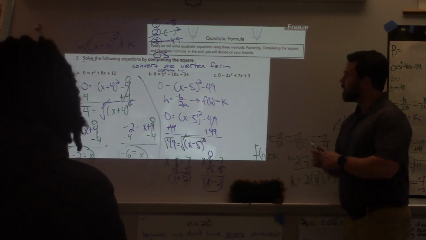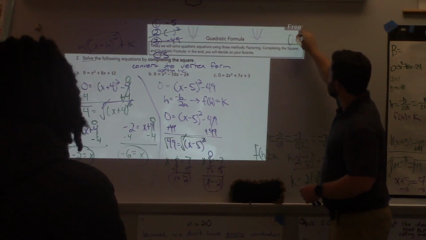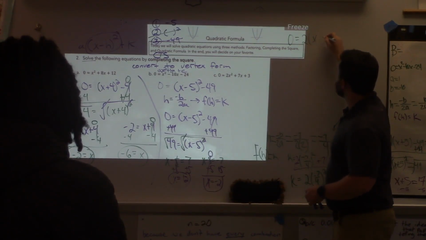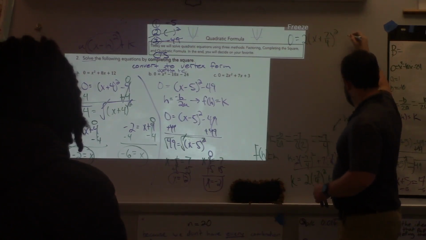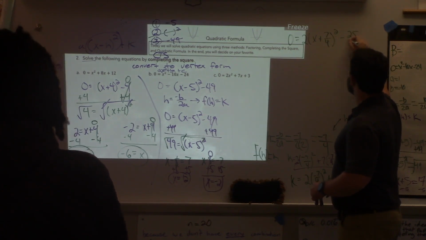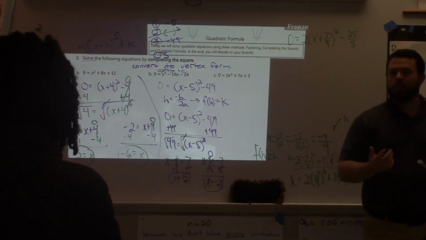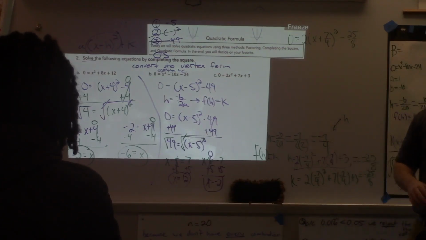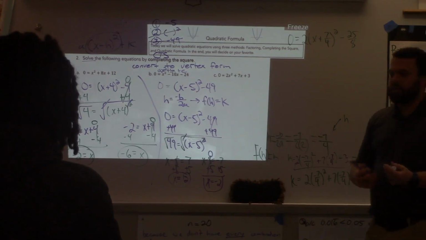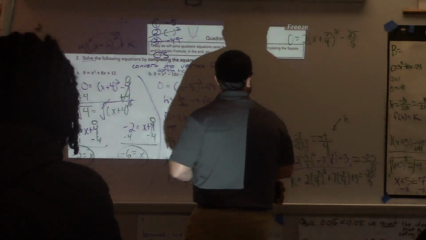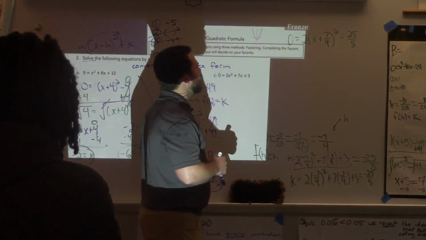Okay. So 0 equals 2 times x plus 7/4 squared minus 25 divided by 8. At this point, it is vertex form. I'm still going to use inverses and properties of equality. It's just got fractions, right? But the fractions actually aren't bad, and I'll show you why in this case in just a second.